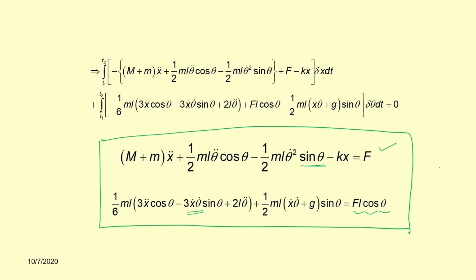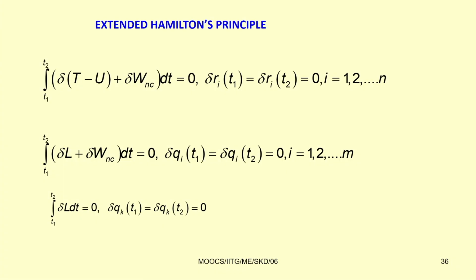So, you can get this nonlinear equation of motion. This way you can find the equation of motion by using Lagrange principle. Let us see if we want to use this extended Hamilton principle, then how we can derive this equation of motion. To derive this, actually you must know this principle and how it works.